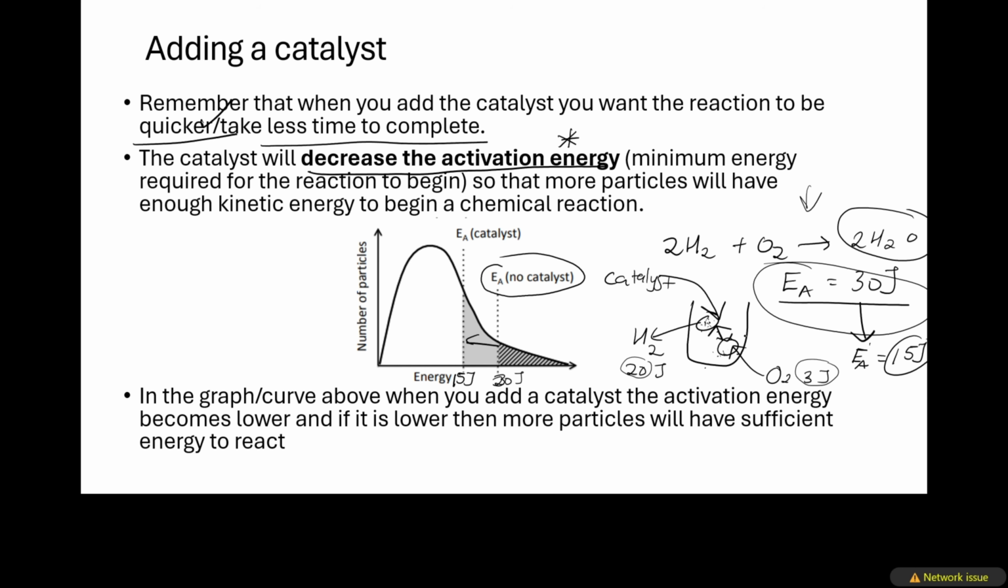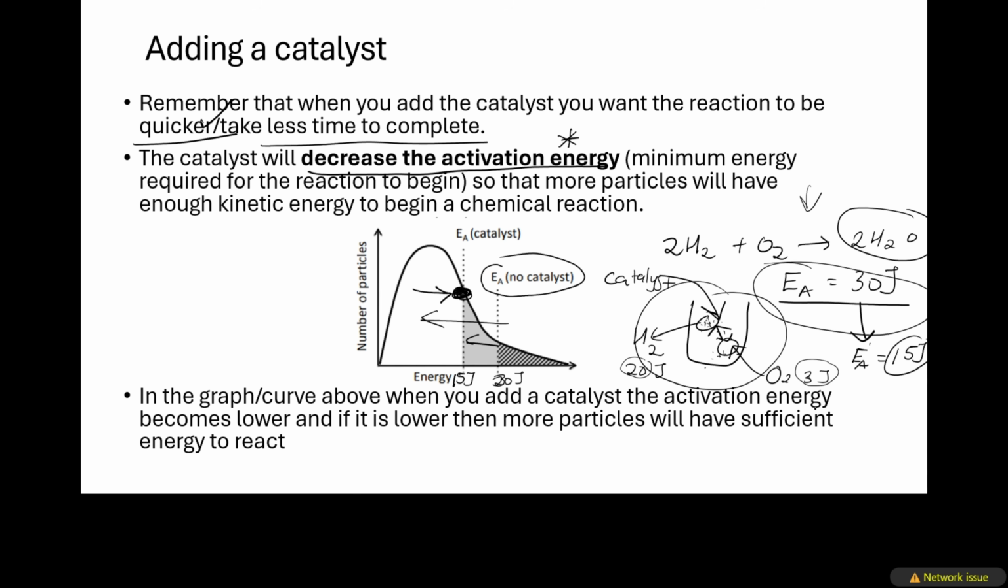So it means that these two particles will now only require 15 joules, so we can say that more particles will be able to meet the activation energy, because the activation energy has been reduced. Hence, when you draw the effect of a catalyst, you only shift the activation energy to the left, to say that you have reduced it by adding a catalyst.